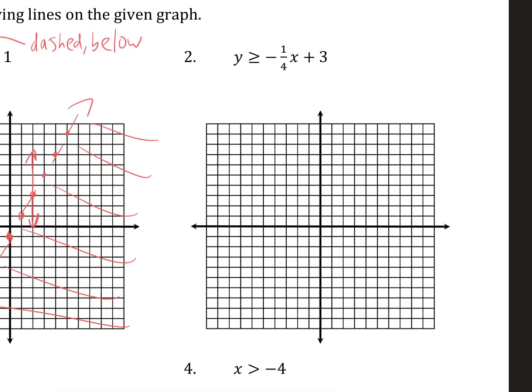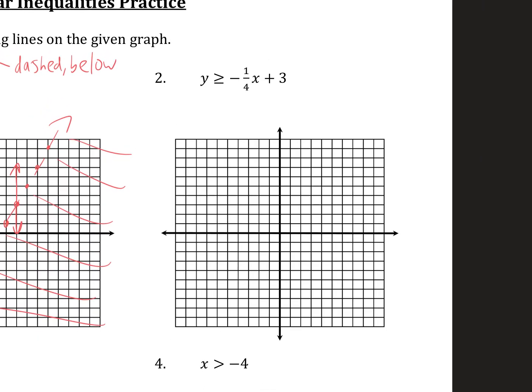All right, number 2, we have y is greater than or equal to negative 1/4 x plus 3. Is y by itself right now? It is. Is it solid or dashed if it's equal to? It is solid. Is it above or below if it's greater than? It's above. So we're going to make it a solid line, and we're going to shade above.